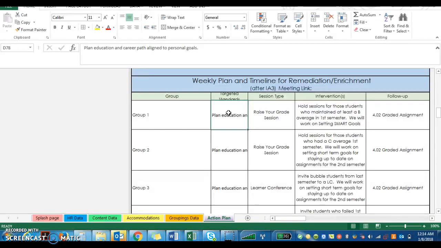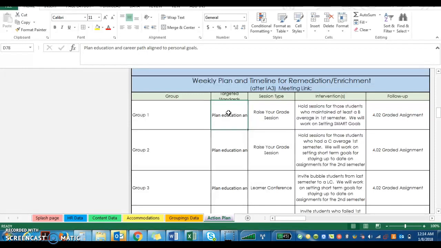My standards are pretty much the same: plan, education, and career path aligned to personal goals. This instructional cycle, we are talking about setting goals that are SMART: specific, measurable, attainable, results-focused, and time-bound. So that's pretty much the standard we're going to be covering all 6 weeks of this instructional cycle.